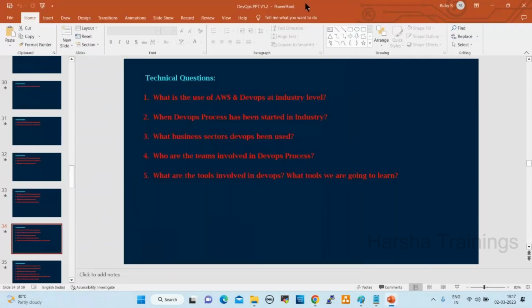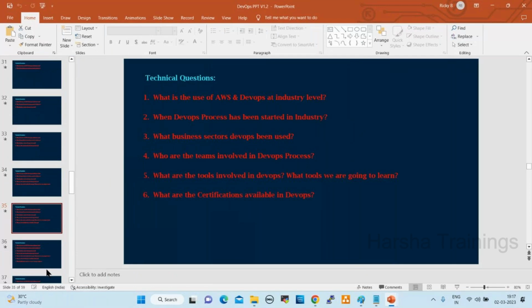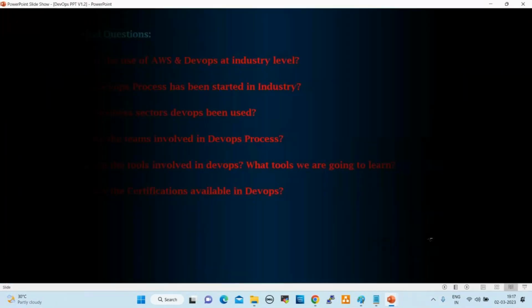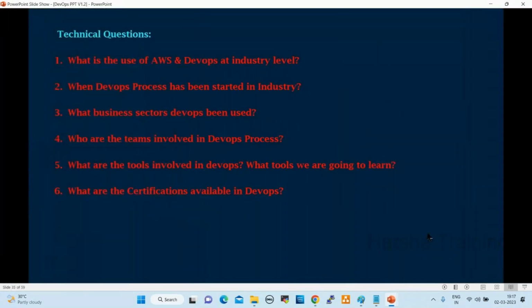Next question here is, what are the certifications available in DevOps tools? Certification is not mandatory, right? You can do certification once you get into the project also. If you have certification, it would be an added advantage. DevOps certification is not mandatory. If you want to write any certification, you can write AWS associate level, AWS associate solution architect, that is the first paper. Associate professional is the second paper.